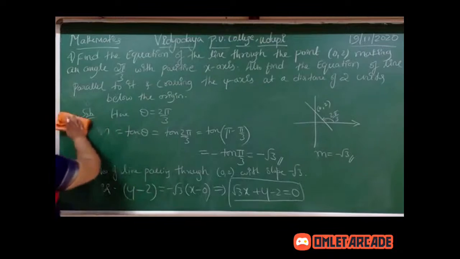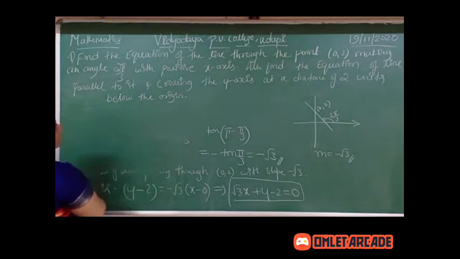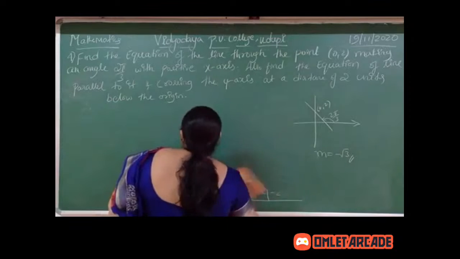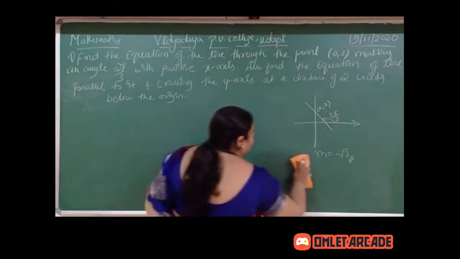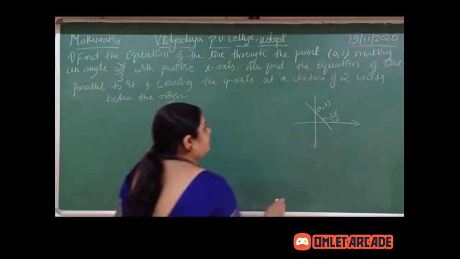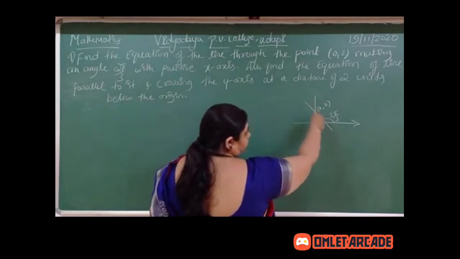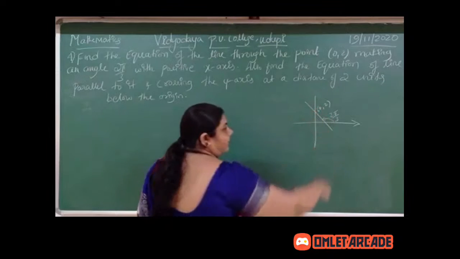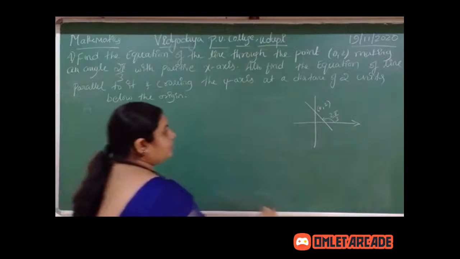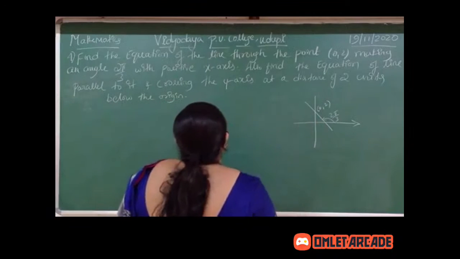Let me see the second part. Okay, so what is the second part? Also find the equation of a line parallel to it. I mean, I have to find one more equation of a line. That line should be parallel to this line, the line you had in the first part. So you have to find the equation of a line parallel to this.